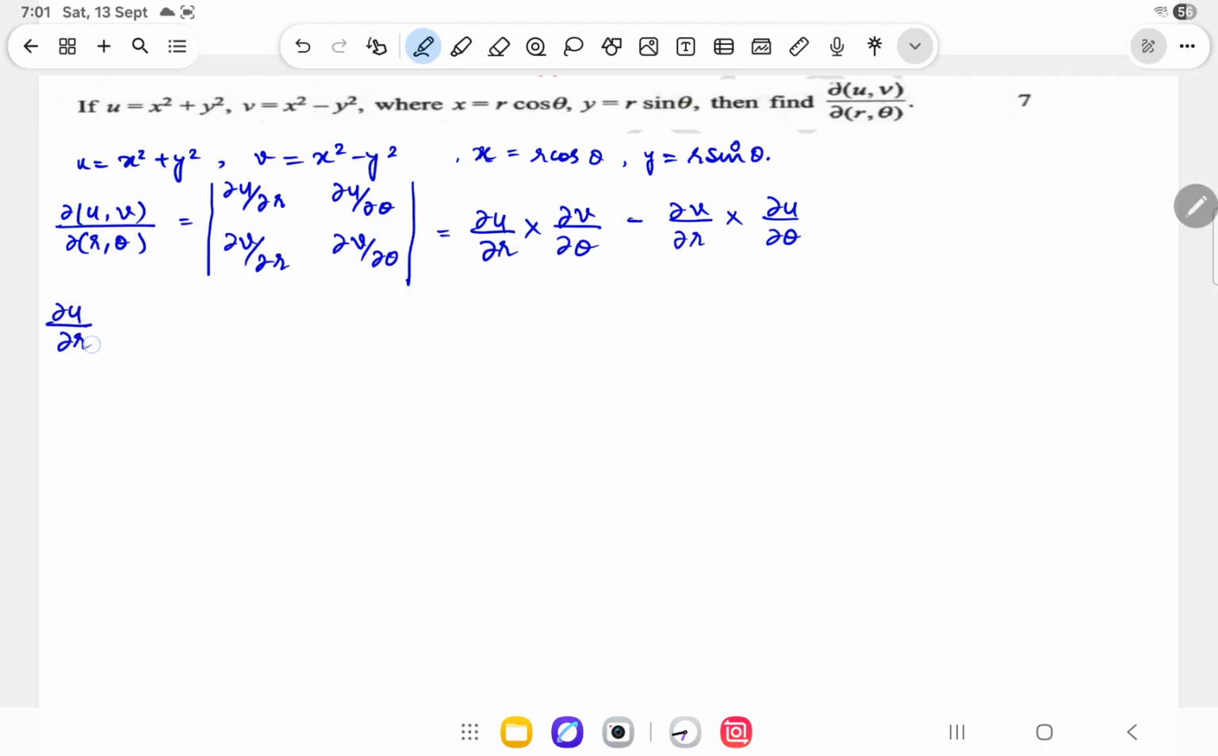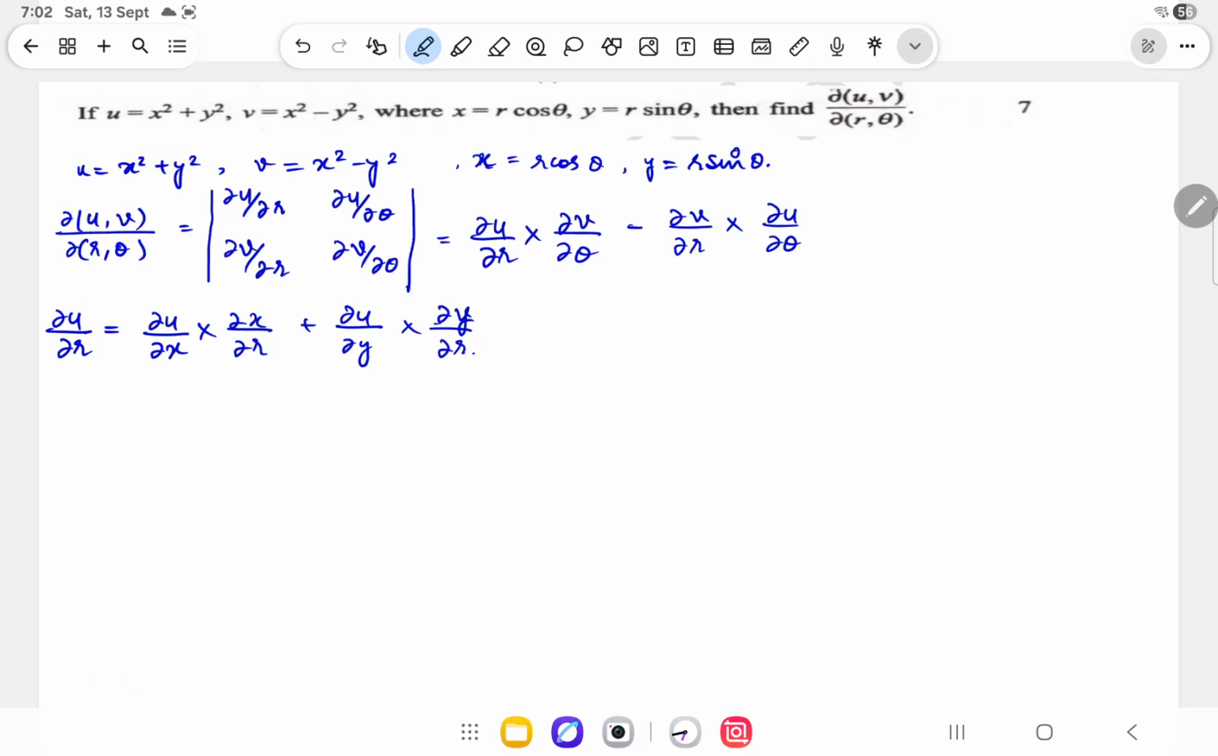So ∂u/∂r is equal to ∂u/∂x into ∂x/∂r plus ∂u/∂y into ∂y/∂r. My u is x square plus y square, so ∂u/∂x is basically 2x, and ∂x/∂r is cos theta, plus ∂u/∂y is 2y, and ∂y/∂r is sin theta.